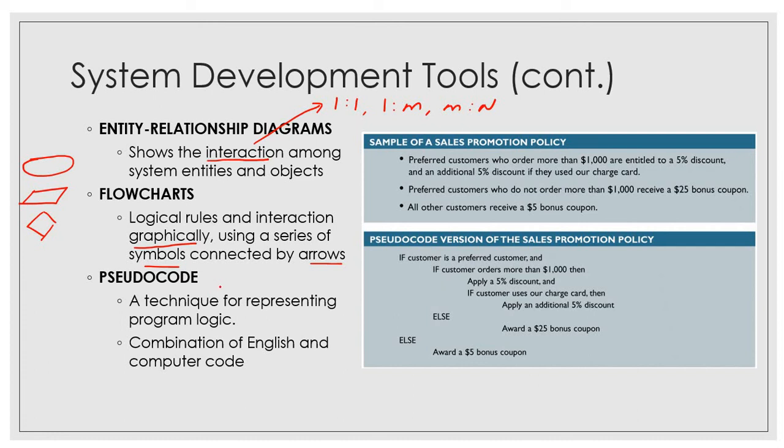Okay, the third tool is the pseudocode. You can see here, pseudocode is a combination of English as well as computer code. So you can see here, the keyword if and also the keyword else is the computer code, whereas the situation or the scenario, customer is a preferred customer, customer orders more than 1,000, you can use plain English, our everyday English.